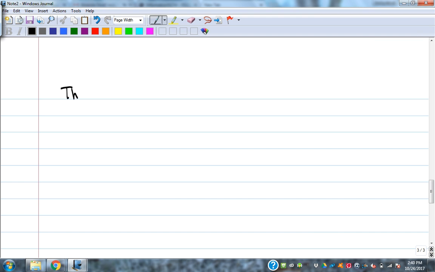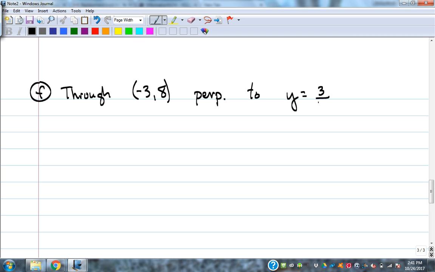Let's do this one. Through negative 3, positive 8, perpendicular, and I'm going to abbreviate perpendicular, to y equals 3/5 x minus 1. Yeah, flip it and then change the sign. It's positive to begin with. New one's got to be negative. Okay, so that's our new slope.